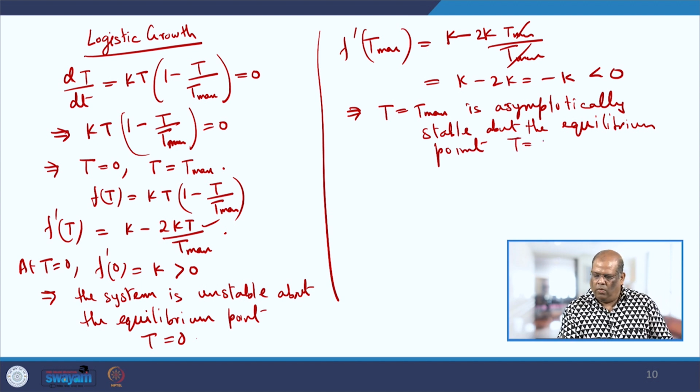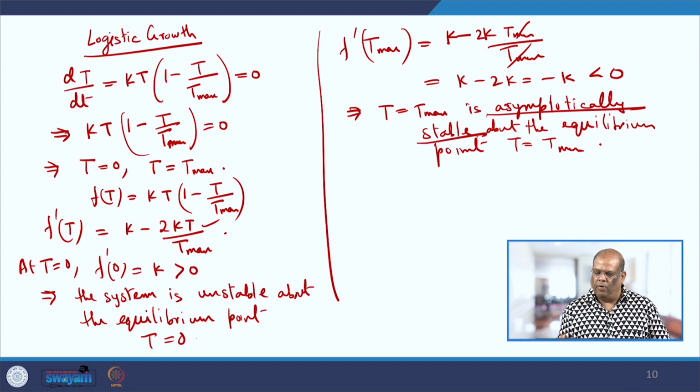T equal to T max. So, the system is asymptotically stable about the equilibrium point T equal to T max. So, this is the equilibrium point and the stability analysis for the logistic growth.